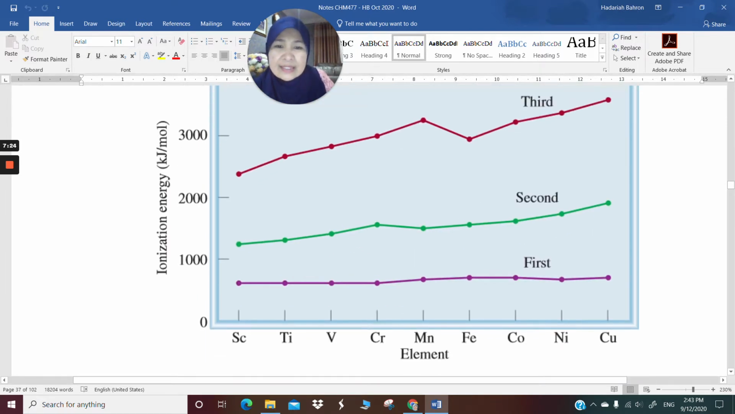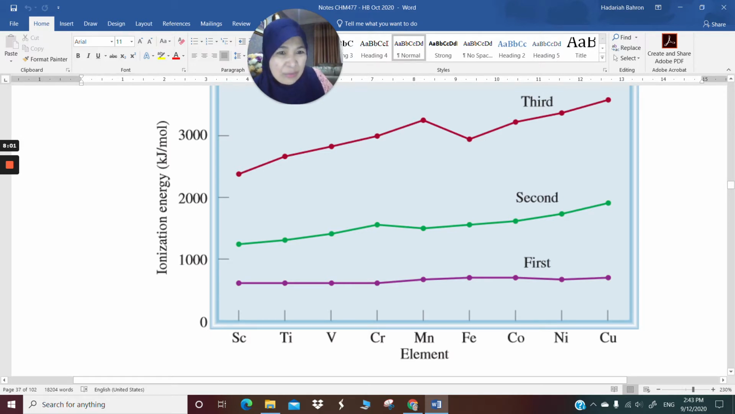So looking at this table of ionization energy as we move from scandium, titanium, vanadium all the way to copper, you are going to see that the first ionization energy is not changing very much as we move along because the electrons are added in the inner orbital, not in the outer orbital. So the changes are not very apparent.